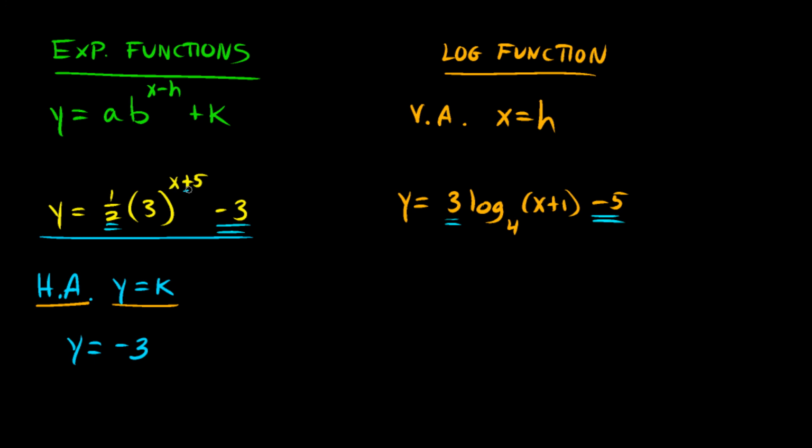The h value here is -5. That's telling you that you're moving left 5 units. My h value here is -1. Remember, you're thinking opposite of what you see. That means I'm moving left 1 unit. So for exponential functions, I would be concentrating on the k value. For logarithmic functions, I'm focusing on the h value, which is the opposite of what you see right by the x. So my vertical asymptote for this function would be x equals -1.